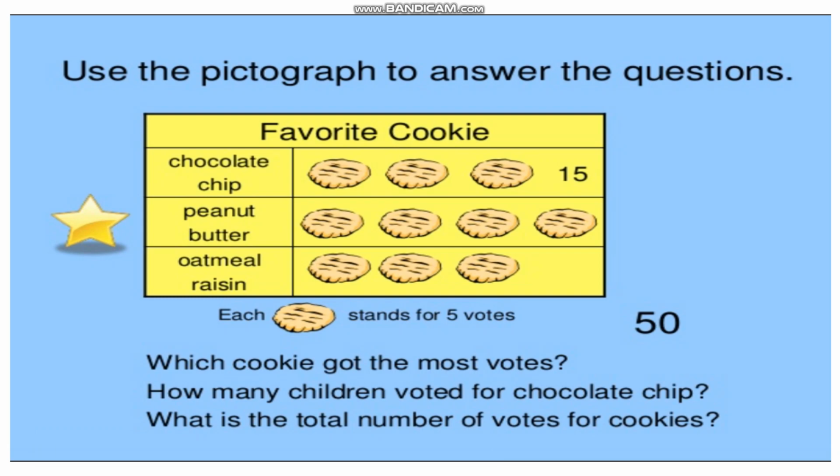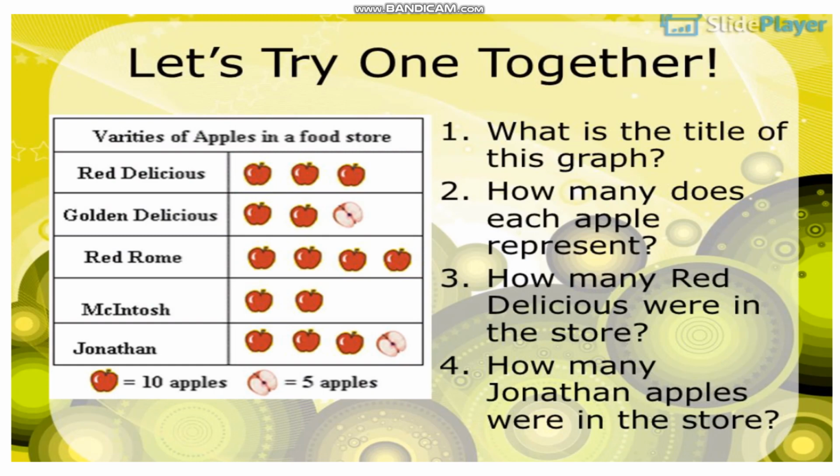Then what is the total number of votes for the cookies? To find the total, what will we do? We just count it: 1, 2, 3, 4, 5, 6, 7, 8, 9 and 10. 10 into 5 is 50. So the total votes are 50. So we have got so much information with the help of this pictograph. Now this last one you will try yourself and find out the answers. Thank you children and have a nice day.